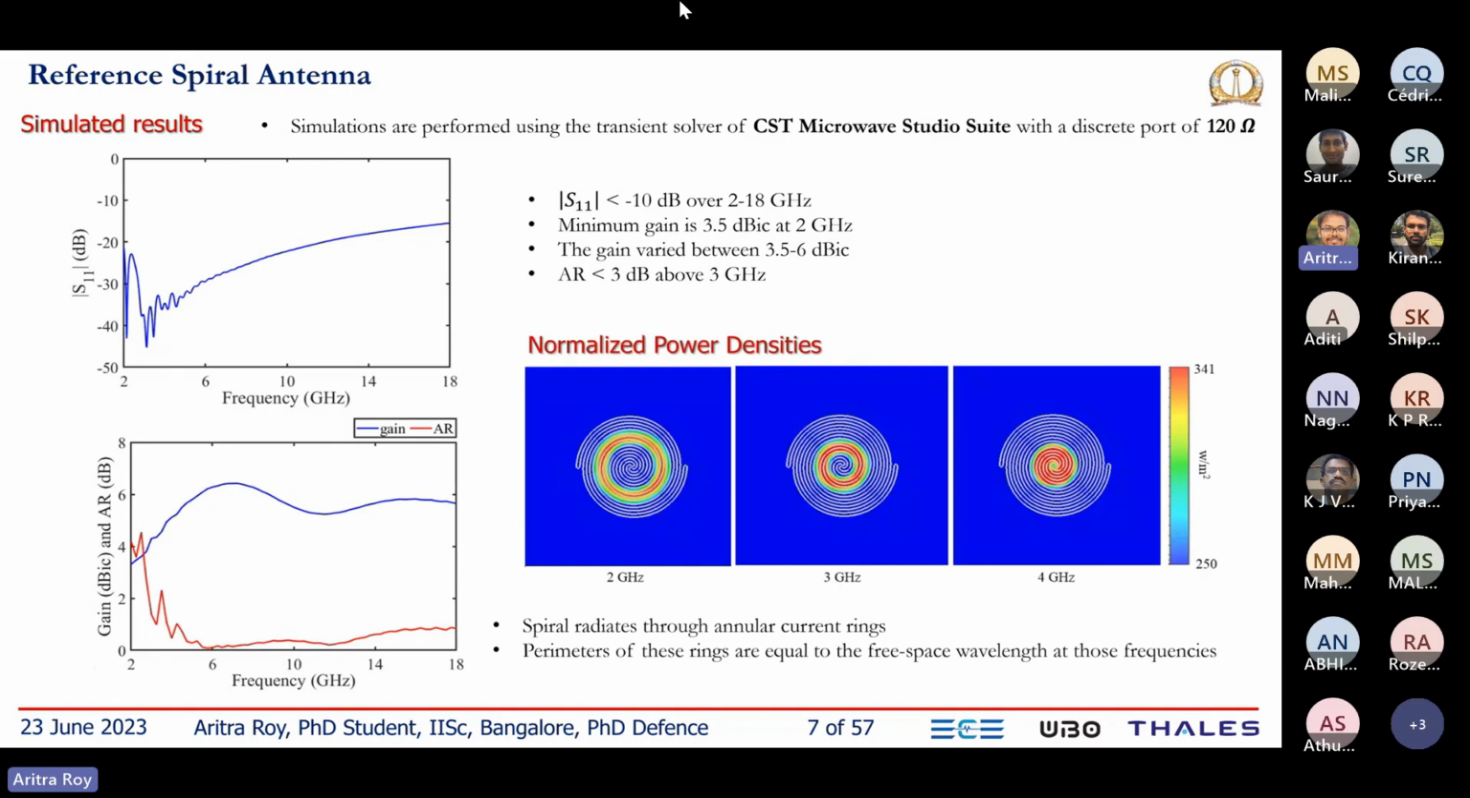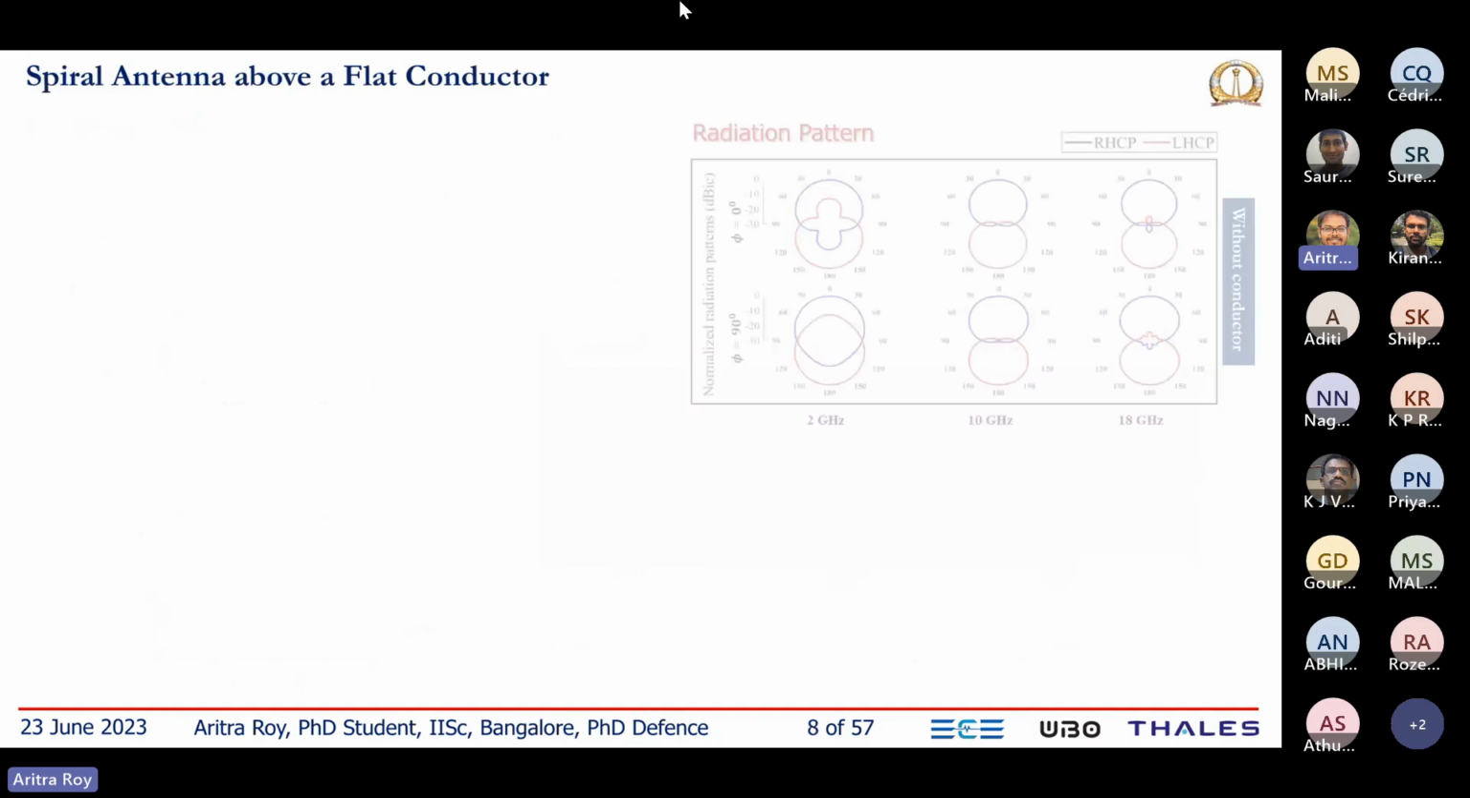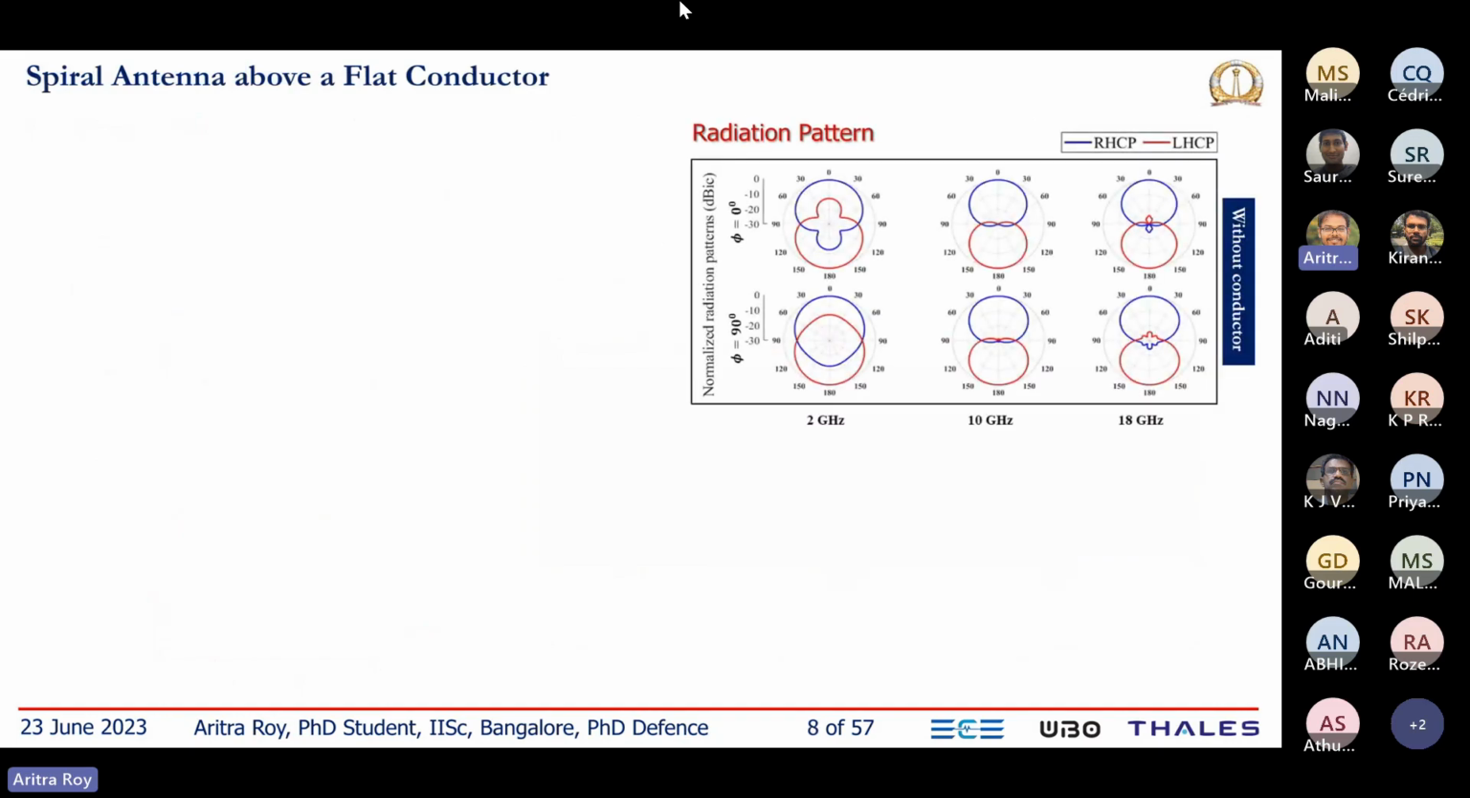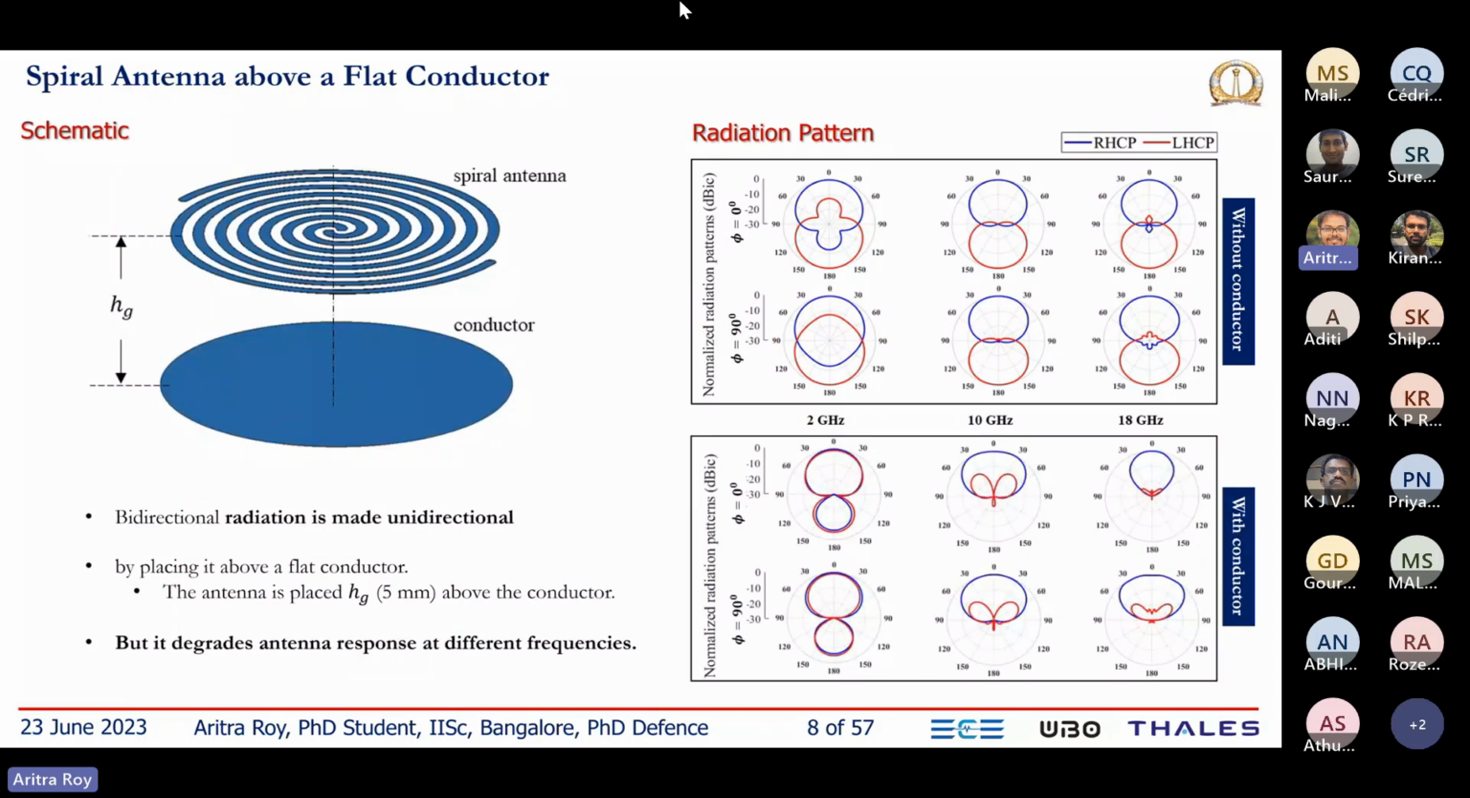As I said earlier, it radiates through different active regions or annular rings, and the perimeter of these annular rings is equal to the free space wavelength of the working frequency. So obviously, if the frequency increases, the perimeter of the ring will become small. And the spiral antenna, in a freestanding mode, radiates on both sides of its axis. But for practical application, we have to keep it close to a metallic plane, such as the body of an aircraft. And by doing so, we can make the radiation unidirectional.